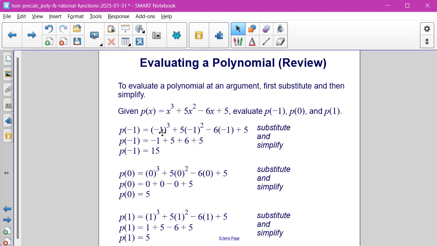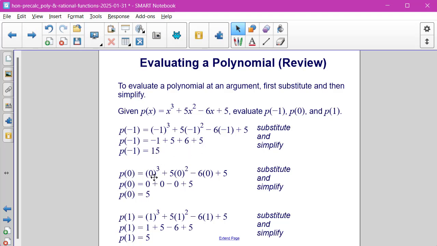First for -1, wherever an x appears, we substitute -1 in place of x, and then we evaluate and simplify. -1 to the third is -1. -1 squared is positive. 1 times 5 is 5. -6 times -1 gives us positive 6, and we have a plus 5. And then if we add all of these terms up, we end up getting 15.